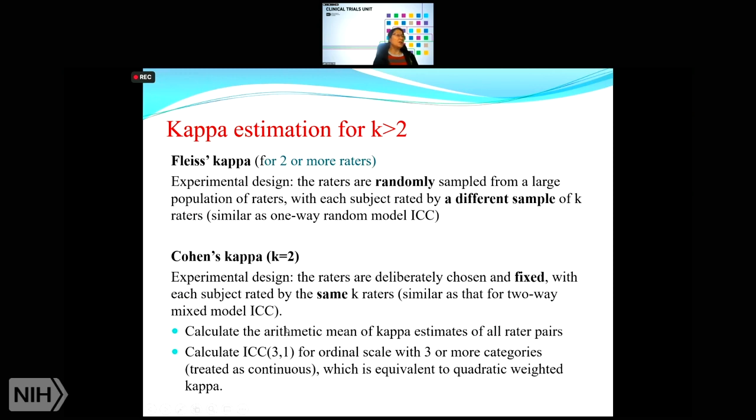For this design, if we want to calculate the kappa for k greater than 2, we use the following two methods. One is to calculate the arithmetic mean of the kappa estimates of all reader pairs. The second is to calculate the ICC(3,1) for an ordinal scale with three or more categories by treating the ordinal scale as continuous, which is equivalent to quadratic weighted kappa. The next example will show how to do this calculation.